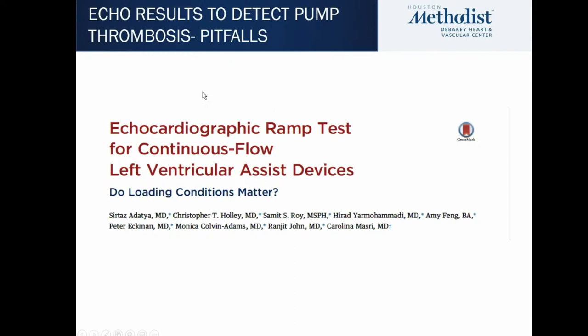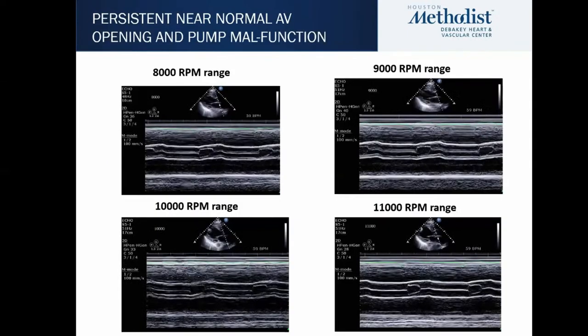One pitfall, however, of RAMP studies for pump thrombosis is that the loading conditions matter. And this was deciphered in this study by Aditya et al., where they looked at the effect of aortic regurgitation and afterload on the RAMP studies. And what they found was that if you had severe aortic regurgitation or if your blood pressure was high, you could actually have false positives for pump thrombosis. So it's very important to clinically correlate what you're finding with echocardiography, and pump thrombosis is more of a clinical diagnosis, but echocardiography is an important tool.